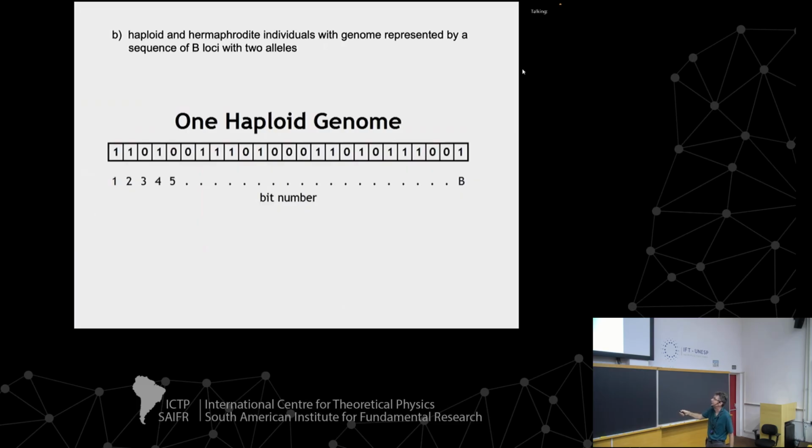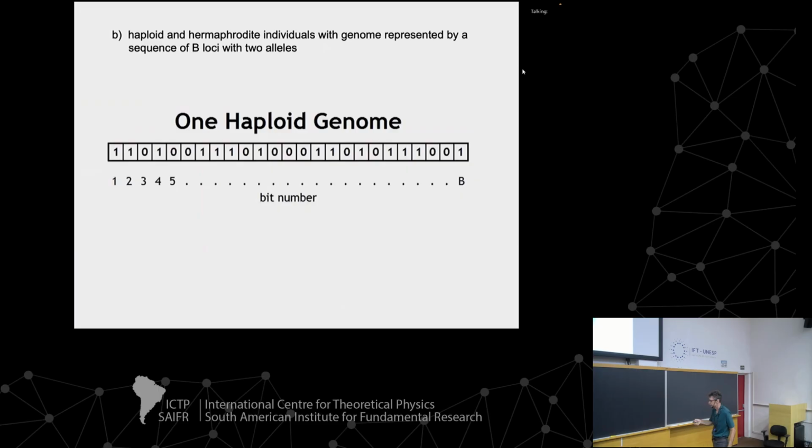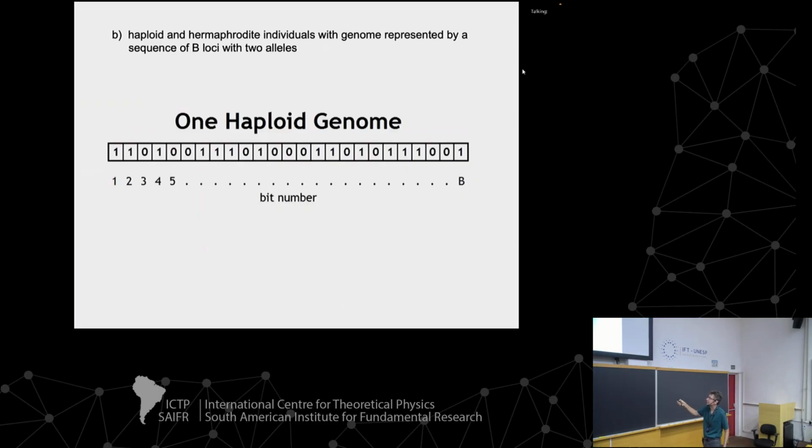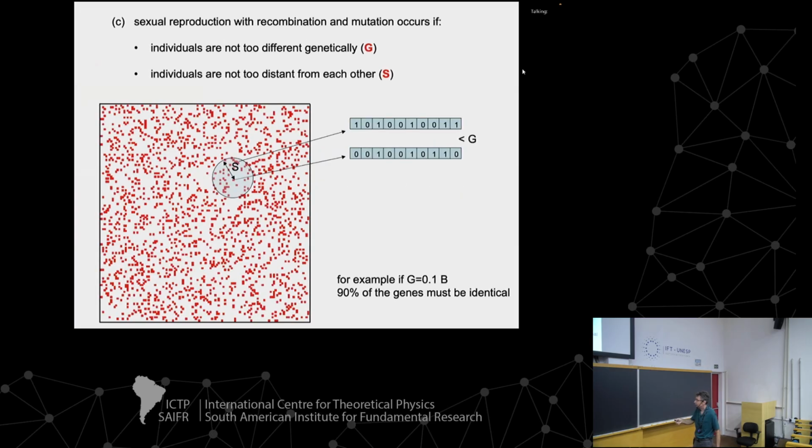You can think of this as a sequence of genes, and genes have two alleles. For instance, the gene for blood type has 3 alleles, right? A, B, O. Here, they only have 2. Every gene has 2 alleles, and it can be 0 and 1. And this sequence of zeros and ones encodes the genetic information for each individual. There are B of them. This is the number of genes. And we want to simulate the evolution of this population under sexual reproduction, recombination, and mutation. And this is how it works.